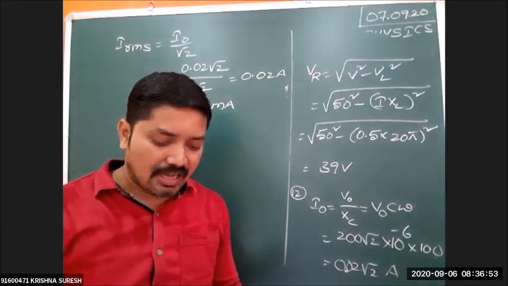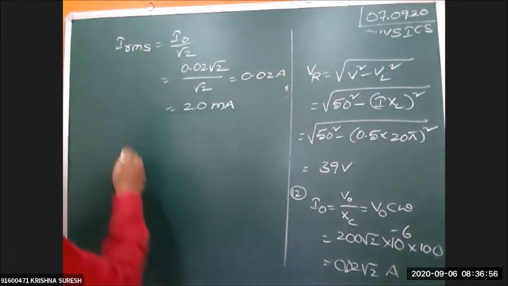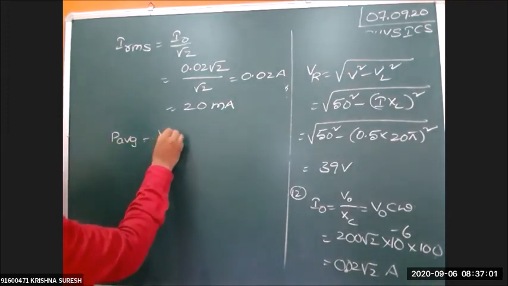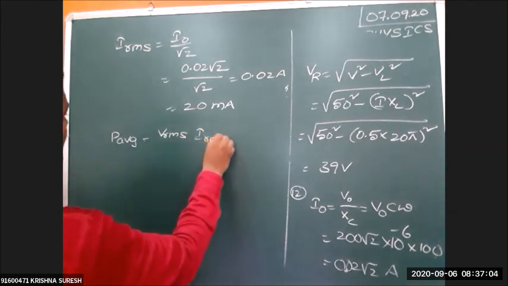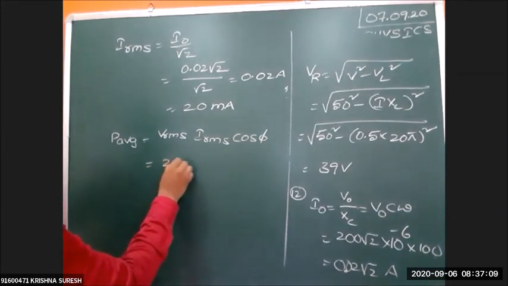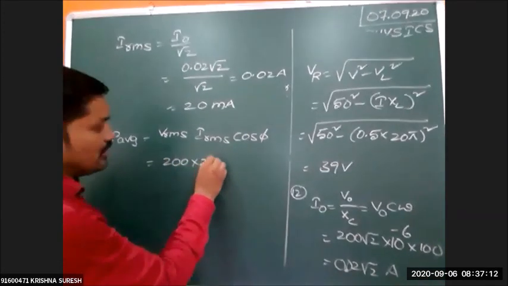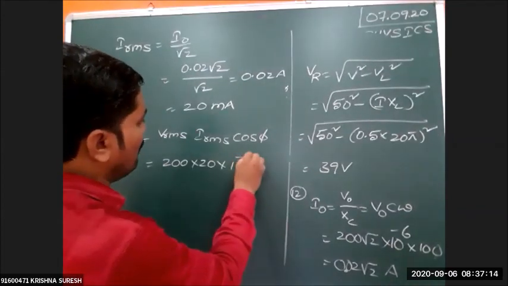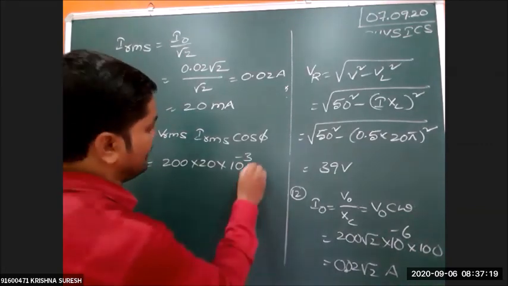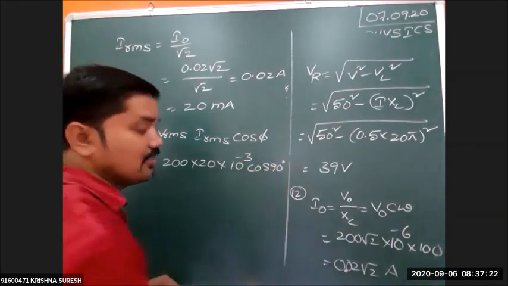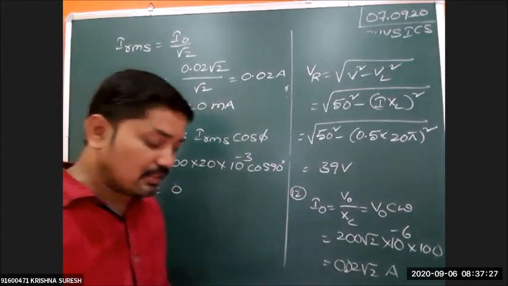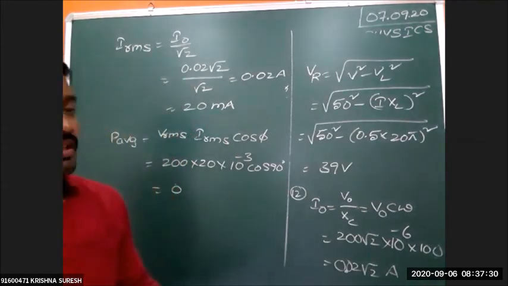Next, what do we find? Average power. Average power can be written as P average is equal to V RMS into I RMS into cos phi. So V RMS value is 200, I RMS is 20 into 10 power minus 3, and cos phi is cos 90 here, because that is a pure capacitor, that is 90 degrees, and cos 90 value is nothing but 0. Okay, so these are the solutions.